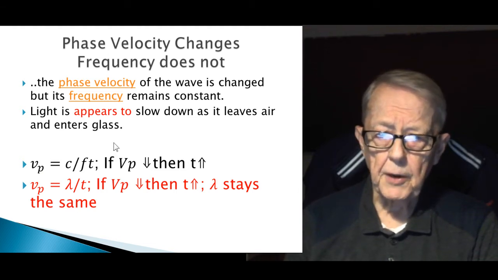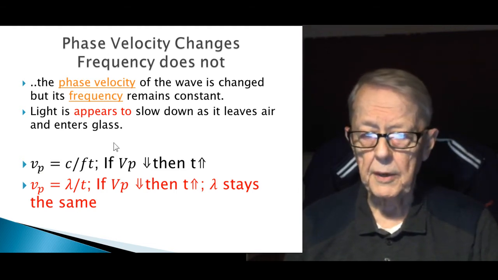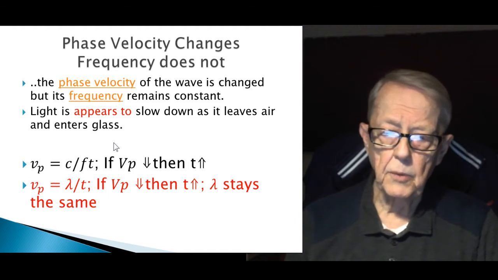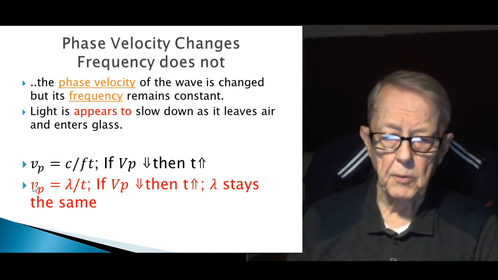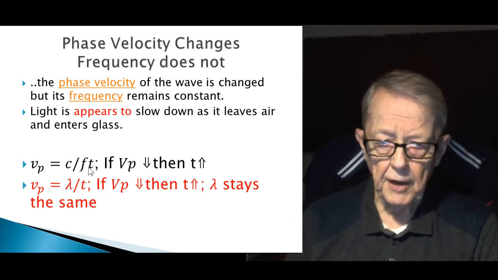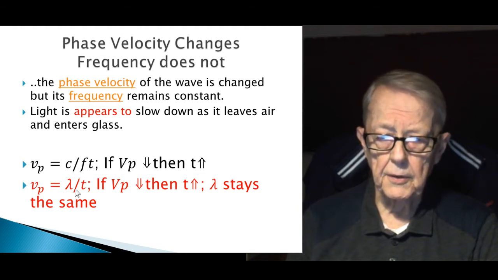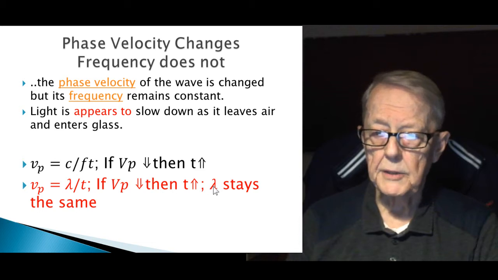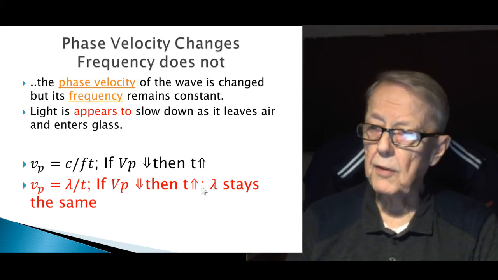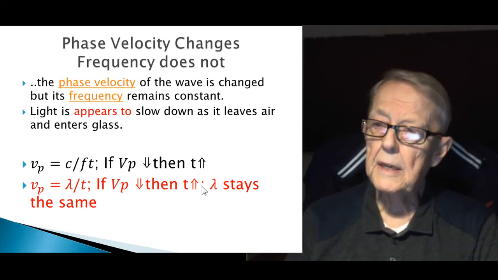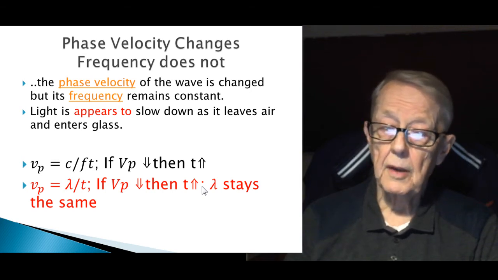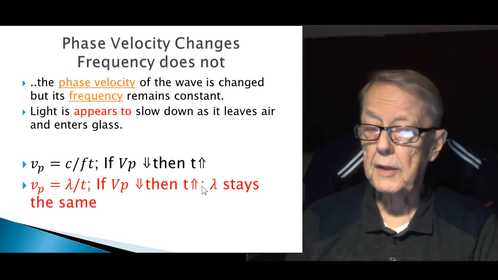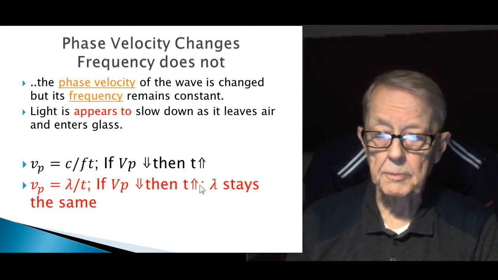Now, to me, frequency is not real, and I'm more in tune with the wavelength, and so I've rewritten this equation. It's a valid conversion from here to here, and you get this same result, except in my case, I would say the wavelength stays constant. The wavelength going in and the wavelength coming out is the same.